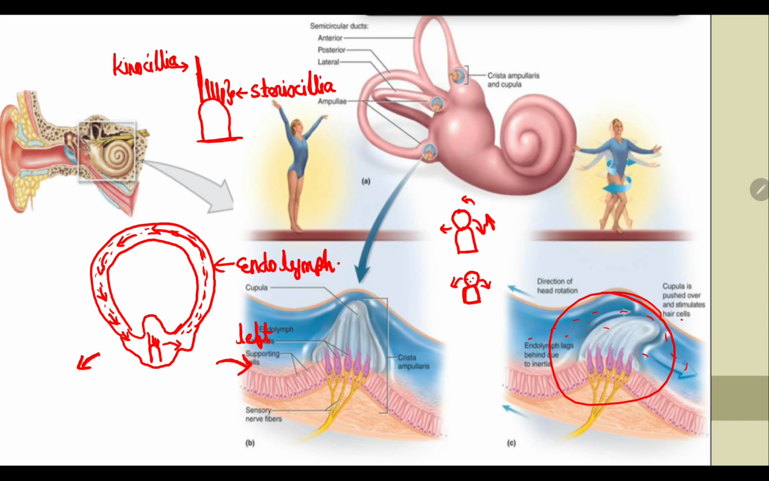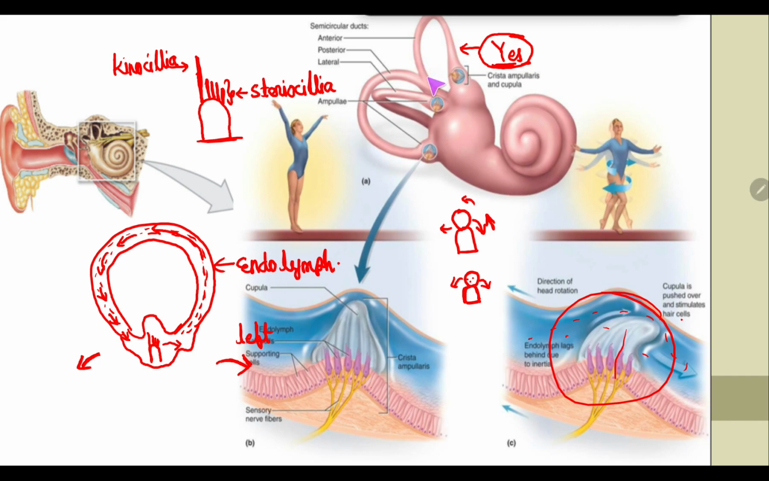Yes. Now we have three semicircular canals. One is the anterior semicircular canal, then we have the posterior semicircular canal, and then we have the lateral semicircular canal. This anterior semicircular canal detects the yes movement. When you are moving your neck for yes movement, upward, downward, then this anterior semicircular canal will detect it, and it will send that stimulus to the brain.